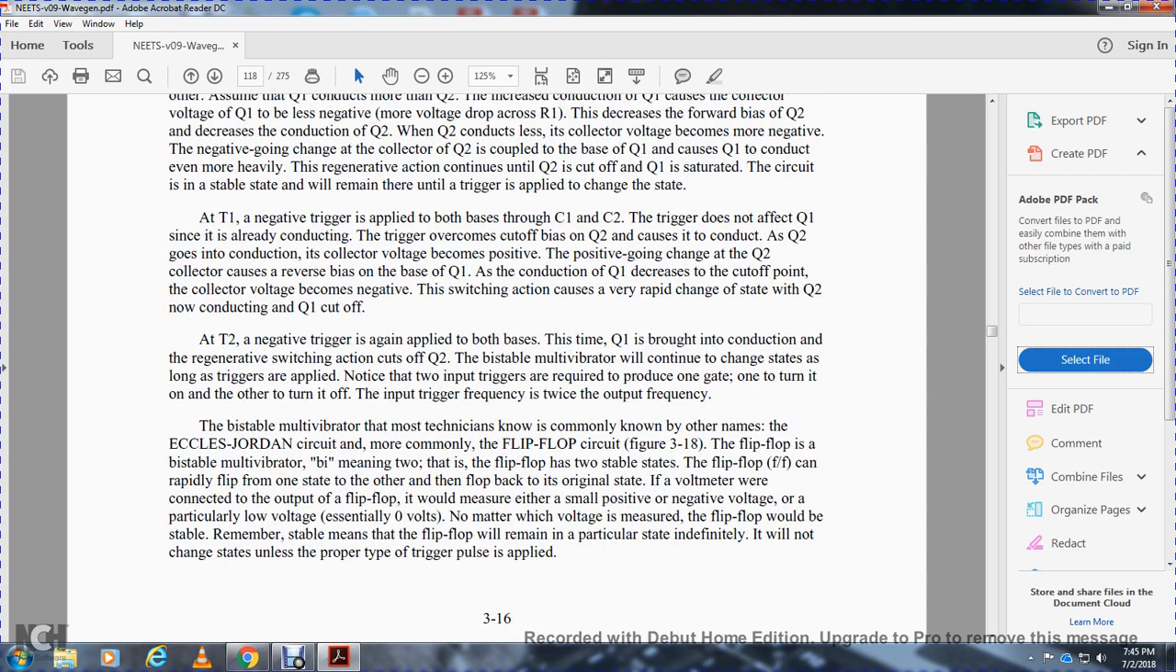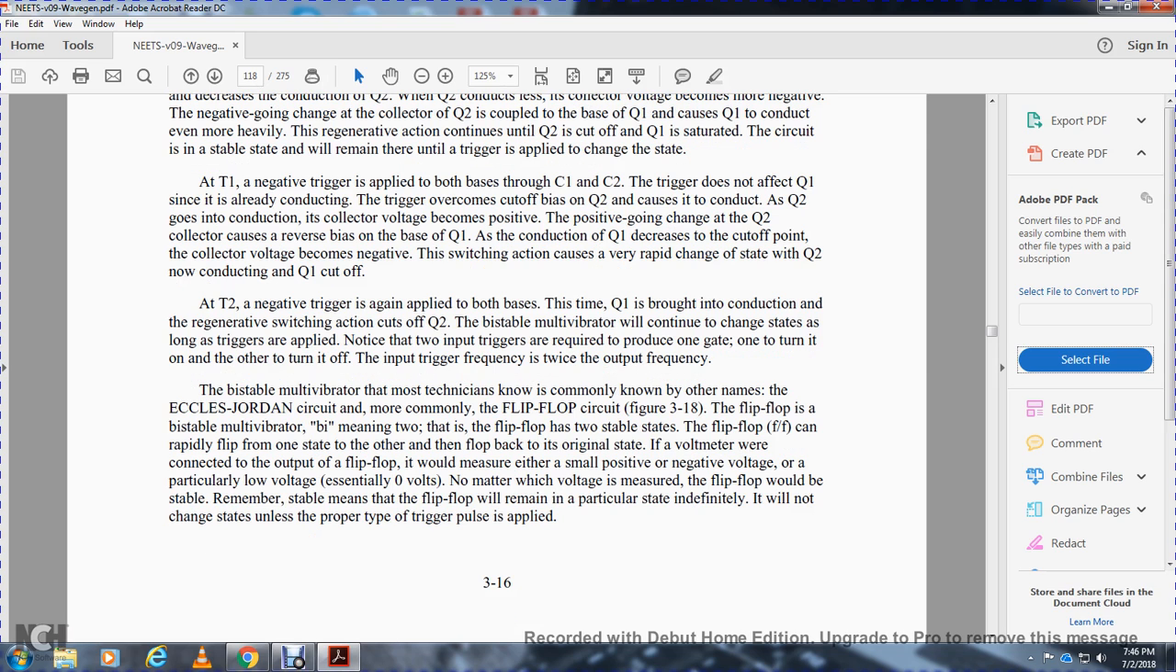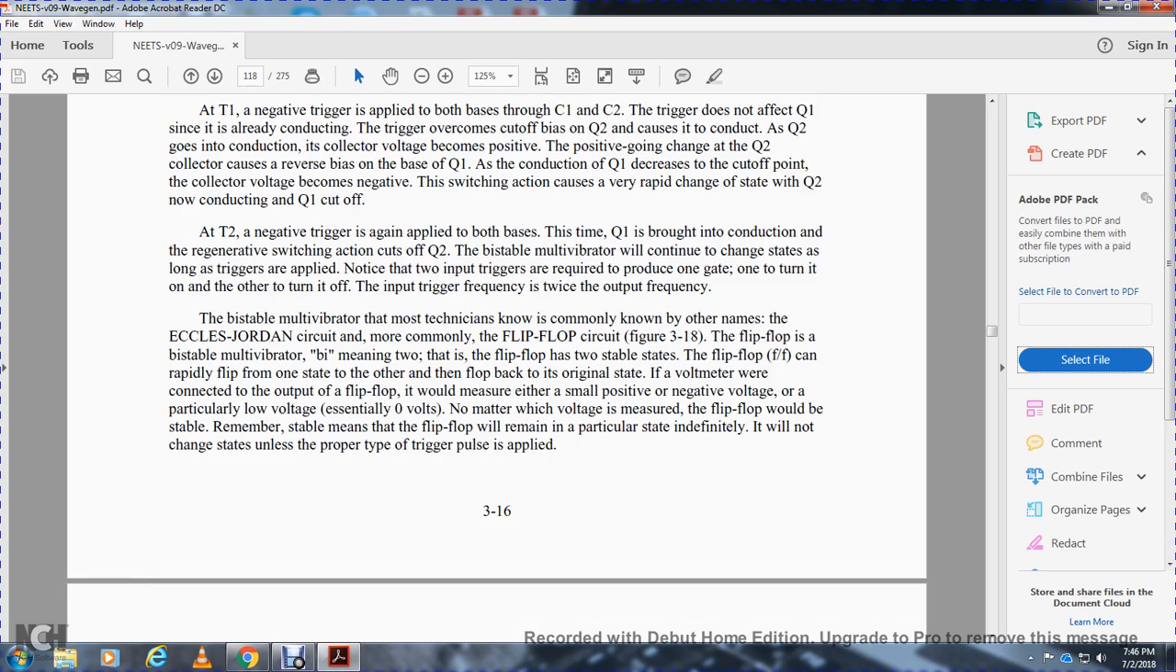At time 1, a negative trigger is applied to both bases through capacitor 1 and capacitor 2. The trigger does not affect transistor 1, since it is already conducting, but it overcomes the cutoff bias of transistor 2 and drives it into conduction. The collector voltage of transistor 2 goes positive, and this positive-going change reverse biases the base of transistor 1. Transistor 1 conduction decreases toward the cutoff point, its collector voltage becomes negative, and the switching action causes a rapid change of state. Transistor 2 is now conducting and transistor 1 is cut off.